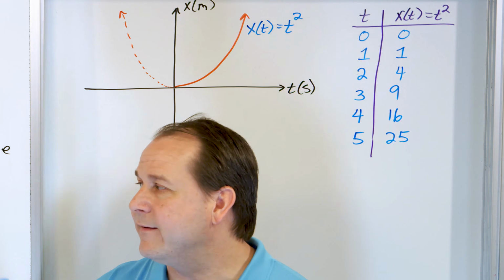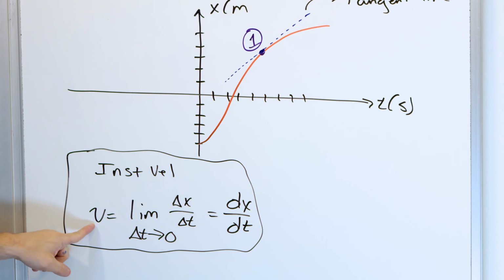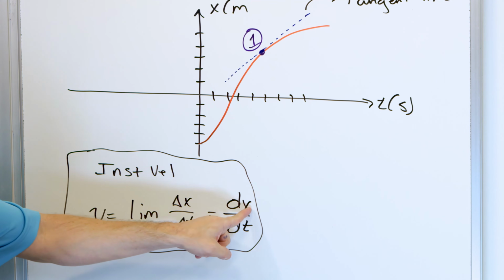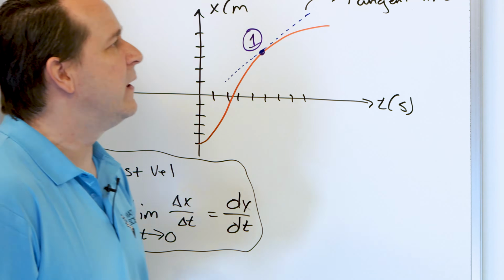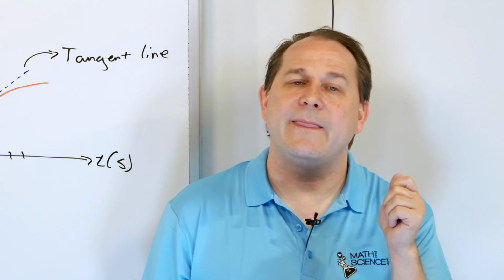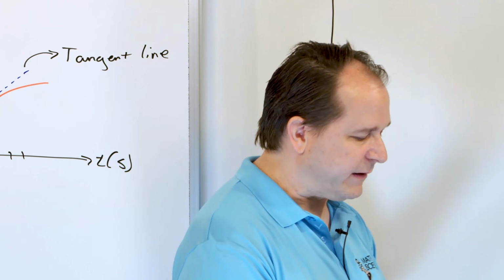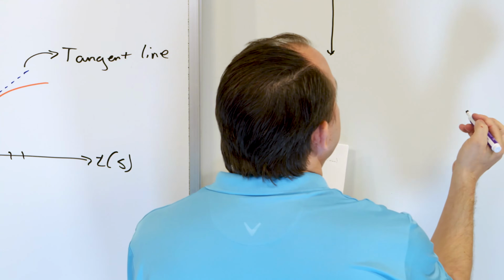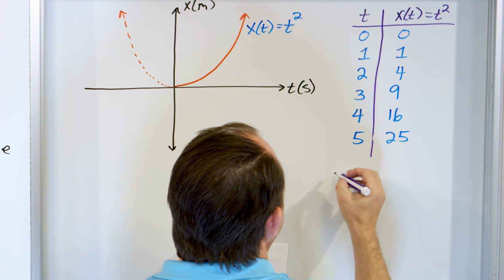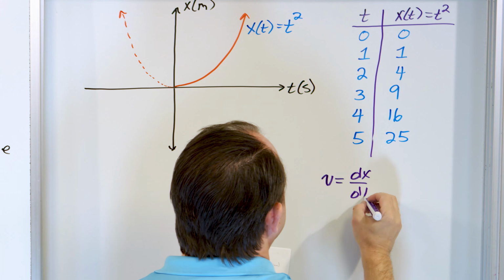Now let's apply what we've learned in this lesson, which is how to find the velocity of anything. Once we know its position, we just take its derivative with respect to time, and then we have a new function called the velocity, and that velocity will tell us the velocity of the particle everywhere. So we say that the velocity is equal to dx/dt.